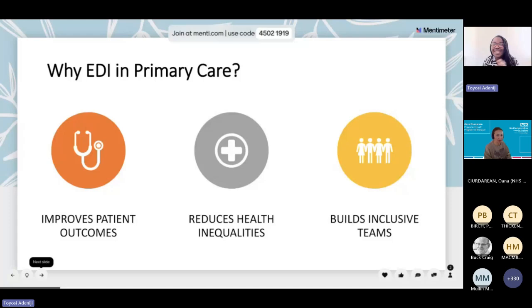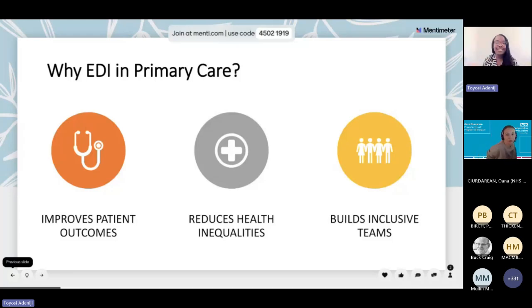Right, so why EDI in primary care? I think the first thing, even before going into this, is going to be our safe space, okay? And I'm hoping to hear from you in terms of some questions we'll be touching on, but also giving practical examples as well. So a lot of us know about the Equalities Acts that have come through and thinking about the characteristics that are protected, and all of that is important.